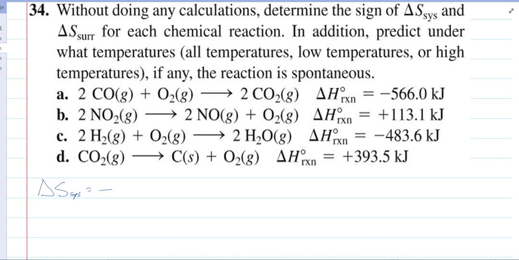The surroundings is going to be the opposite sign of delta H. So that's going to be positive. Is the reaction spontaneous at high temperature or low temperature? So where is temperature? Is it in the system or is it in the surroundings? It shows up in the surroundings. So delta S surroundings is negative delta H reaction over T. So as T gets bigger, what happens to this number? It gets smaller. As this positive number gets smaller, eventually it'll be a smaller value than this negative number. So this will be spontaneous at low temperatures.